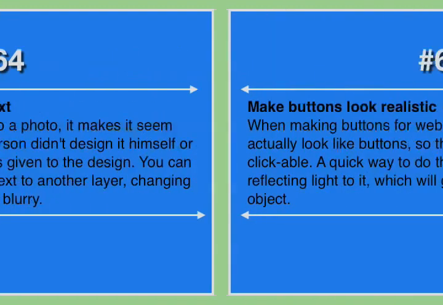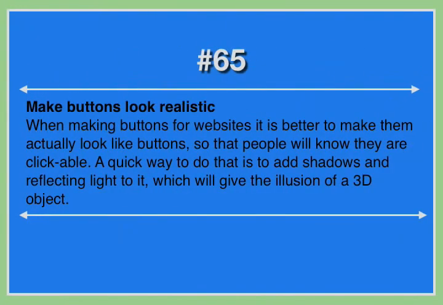Number 65. Make buttons look realistic. When making buttons for websites, it is better to make them actually look like buttons so that people will know they are clickable. A quick way to do that is to add shadows and reflecting light to it, which will give the illusion of a 3D object.